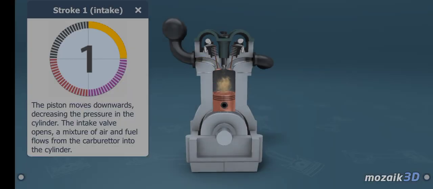The first stroke is intake. The piston moves downwards, decreasing the pressure in the cylinder. The intake valve opens and a mixture of air and fuel flows from the carburetor into the cylinder.